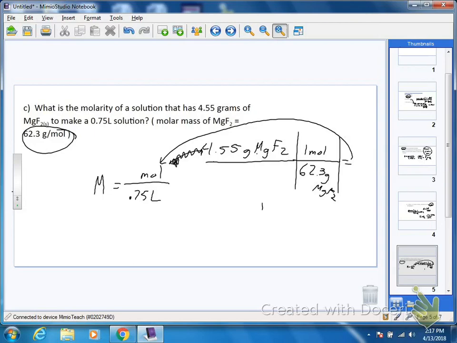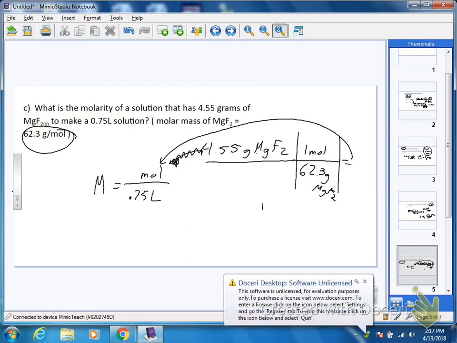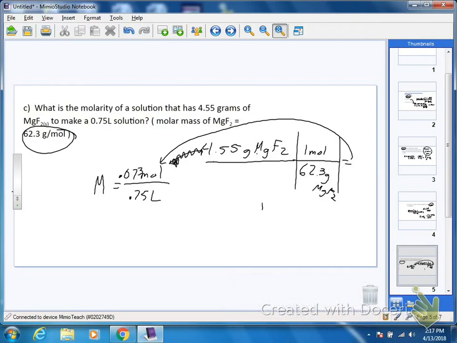Okay. So then we take the 4.55 divided by 62.3. We get 0.073. That goes up here. So then that would be divided by 0.75. And then our value that we get out is 0.97 molarity. I can use capital M too. Prior ones I just put moles over liters.